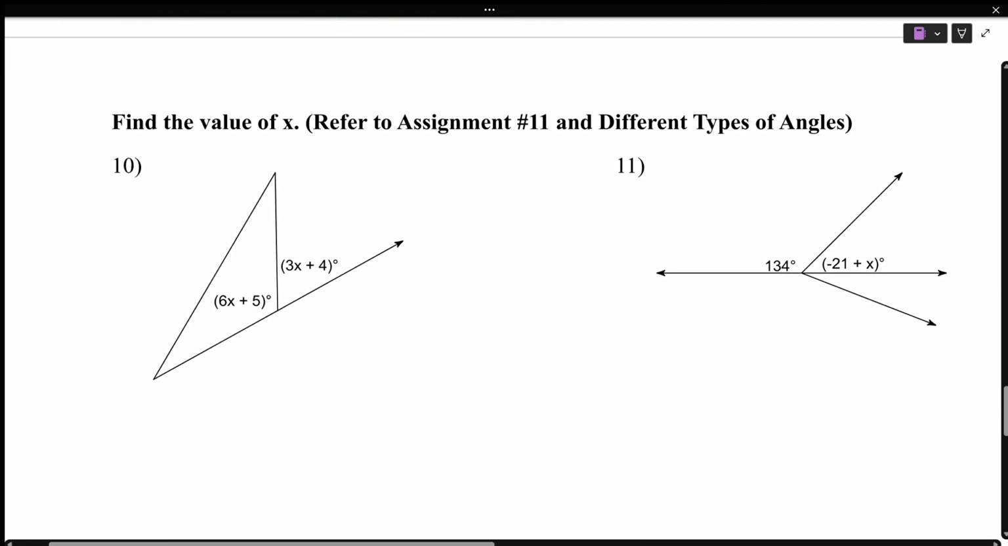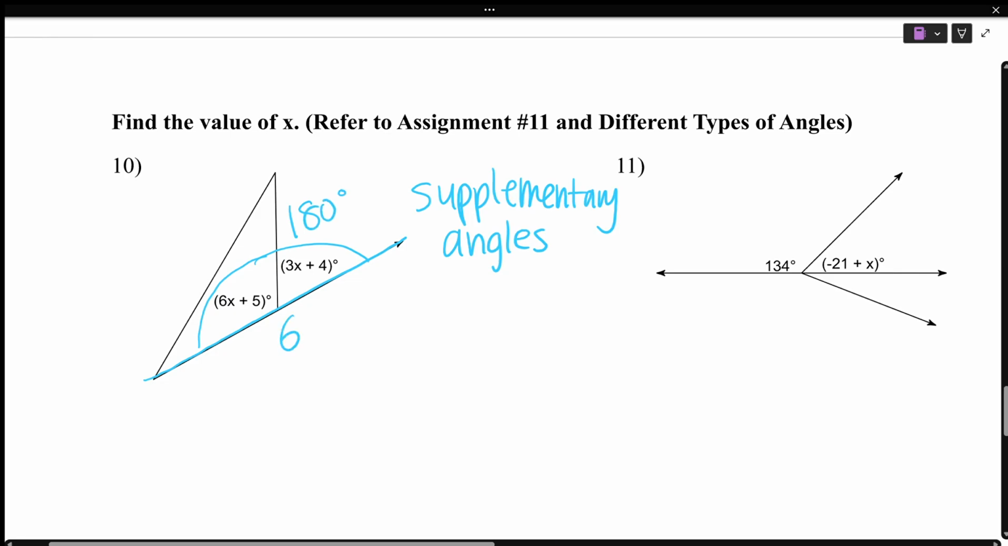Number 10. Right here, we have these two angles. This angle and this angle. When you combine them both, they create this straight line at the bottom. So this is supplementary. So these are supplementary angles, right? And that means you add them and set it equal to 180. You add them up, set it equal to 180.